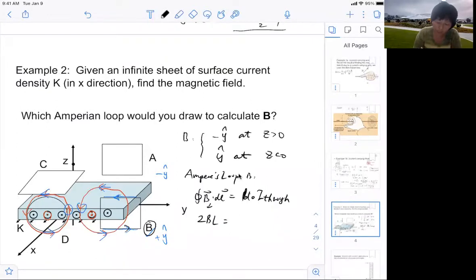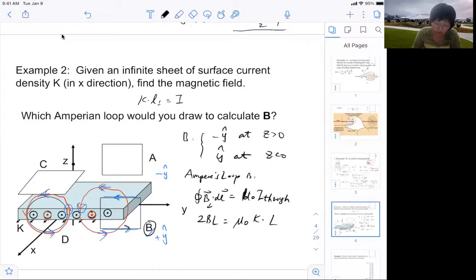Okay, so this is B L, 2BL. On the right-hand side, you have mu naught. And again, this is a surface current. Surface current is surface current density times L perpendicular is I. Still recall that? So here, the L perpendicular would just be the length of the loop that you were looking at.